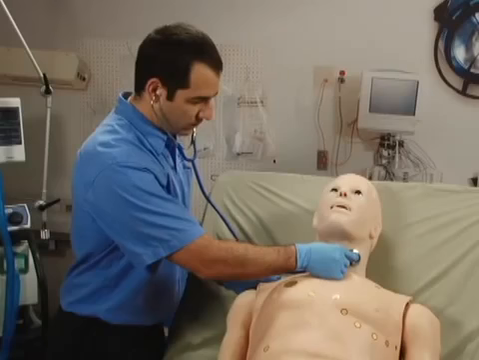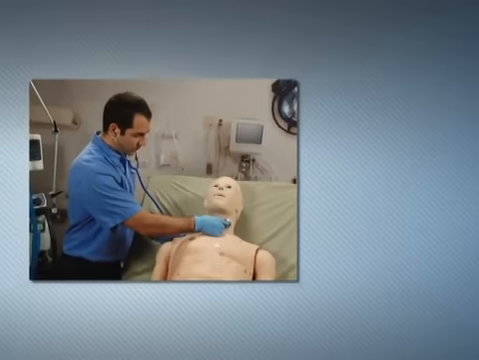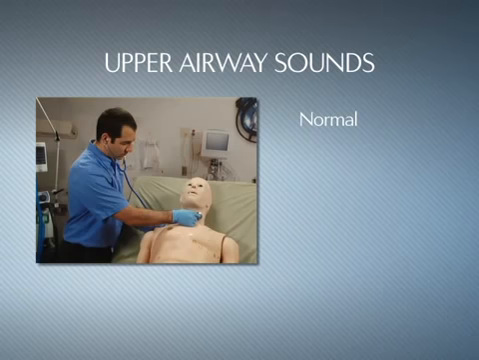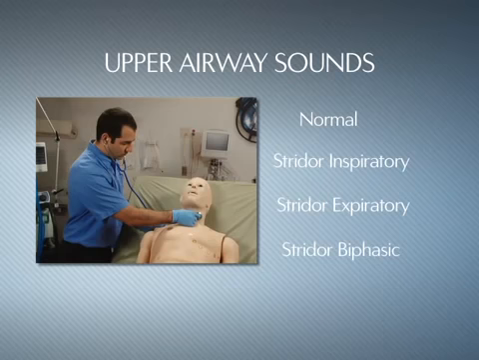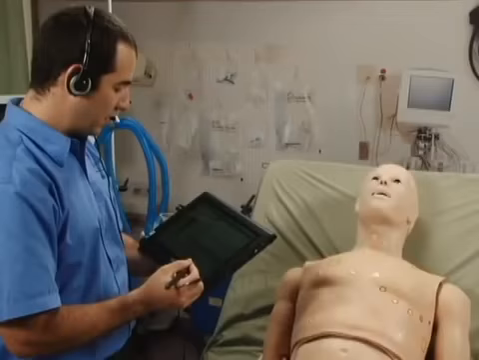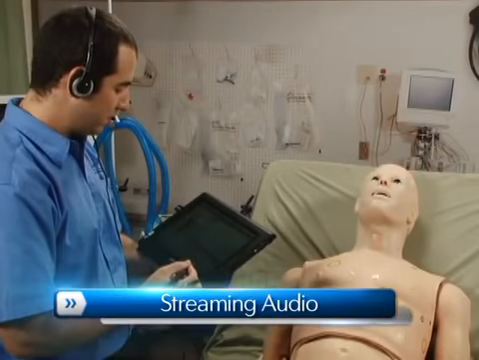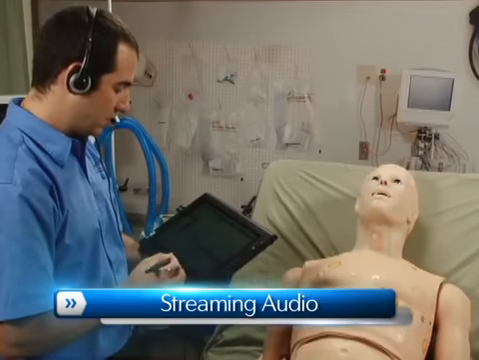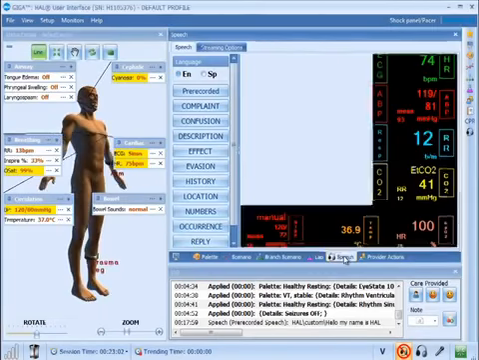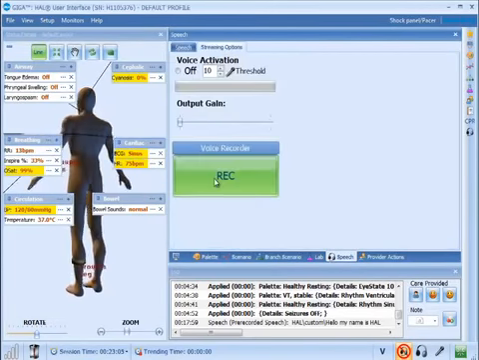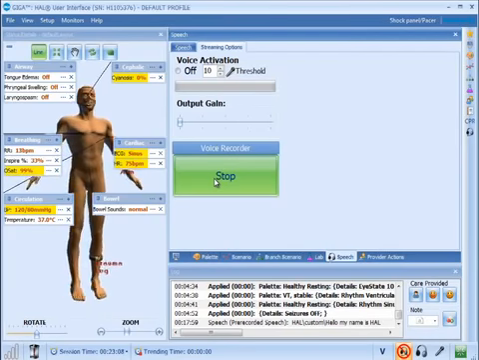HAL has multiple upper airway sounds synchronized with his breathing. HAL also comes with streaming audio, allowing the instructor to simulate the patient's voice and listen to the caregiver's conversation wirelessly at distances up to 50 meters. This feature allows users to create and store vocal responses in any language or select from a pre-recorded vocal menu.